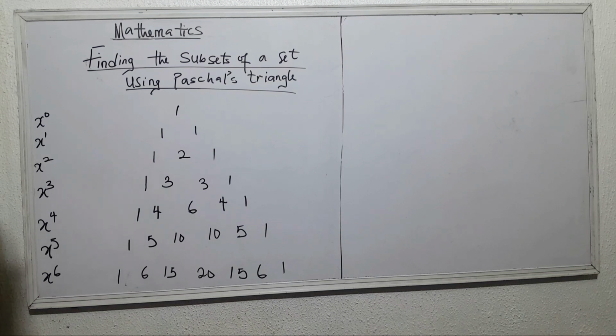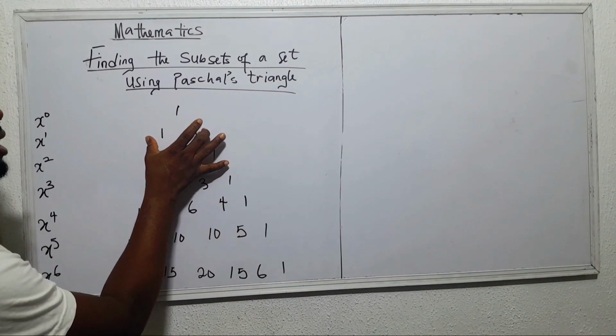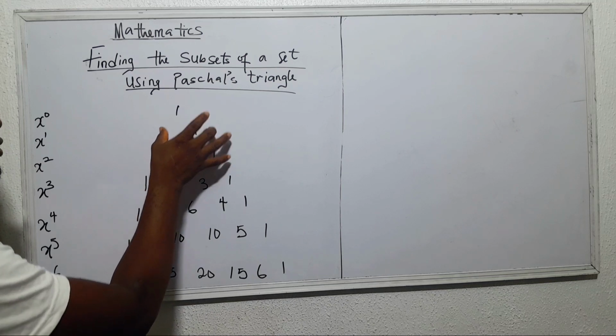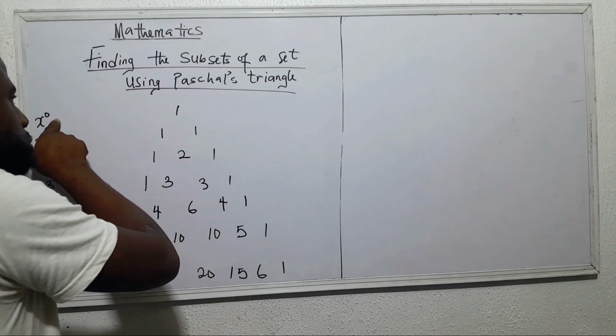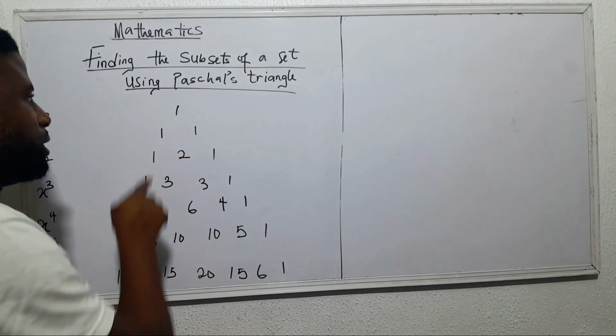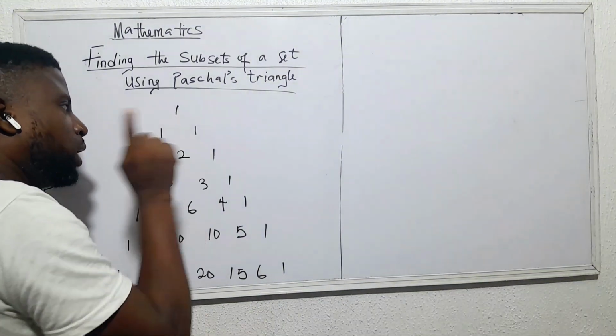So if you look at it now, it's a triangle form, right? Where each number is gotten by the sum of the two preceding numbers. So for x raised to the power 0, we have 1. Nothing plus 1 gives us 1. 1 plus nothing gives us 1.